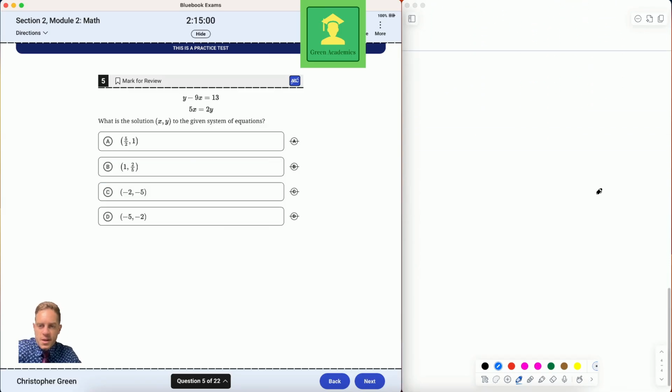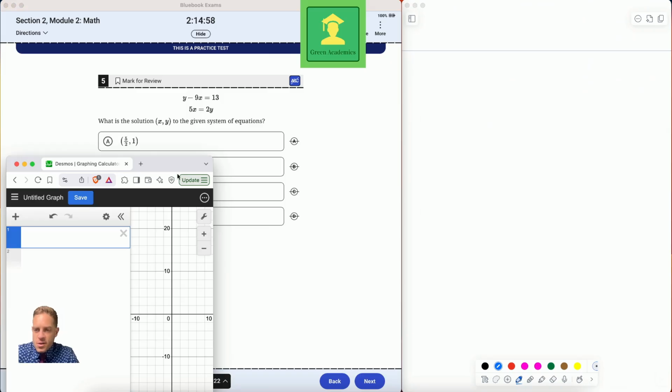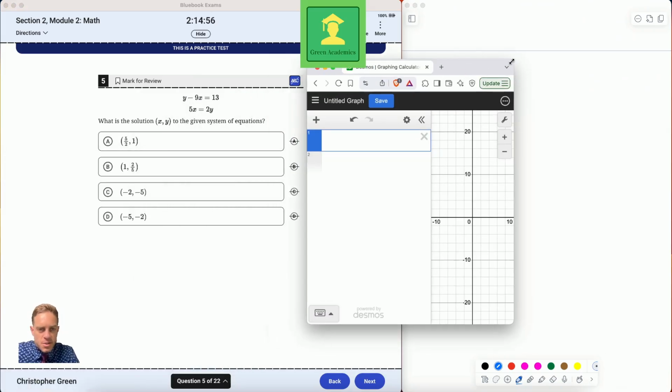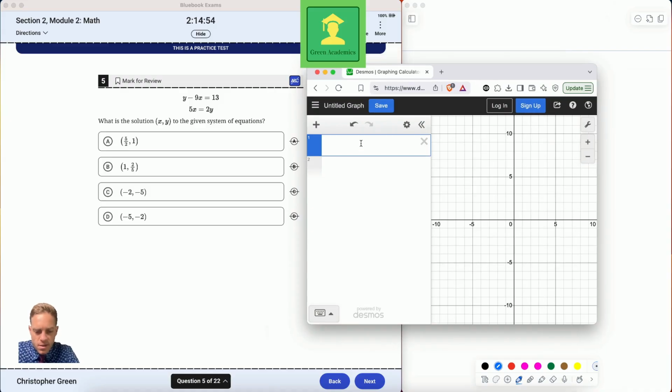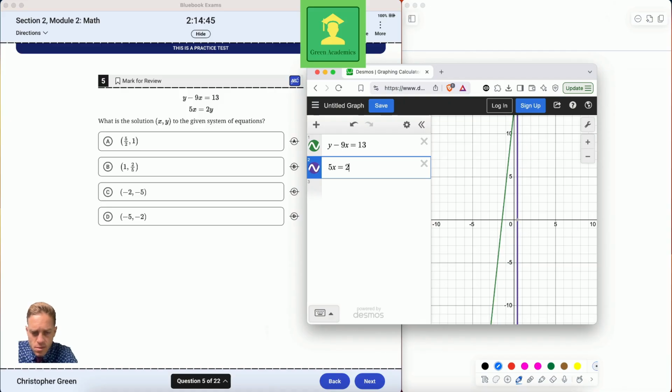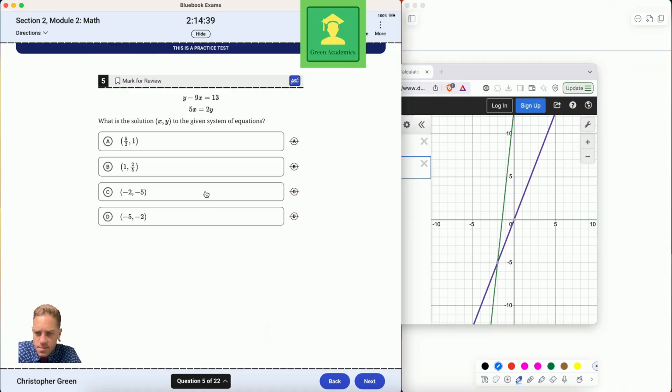What is the solution to the given system of equations? This is a Desmos question. In fact, you should be able to just type it in literally as it's written and see the solution on the screen. Yeah, the intersection is -2, -5.